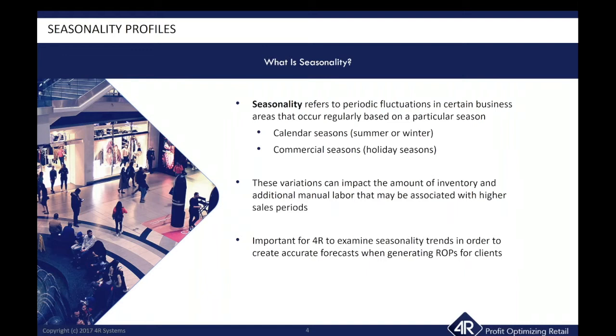Seasonality refers to periodic fluctuations in certain business areas that occur regularly based on a particular season. A season may refer to a time period related to calendar seasons, such as summer or winter, or to commercial seasons, such as the holiday seasons. For example, a company that sells sunscreen and tanning products within the United States might see sales increase in the summer and then drop in the winter.